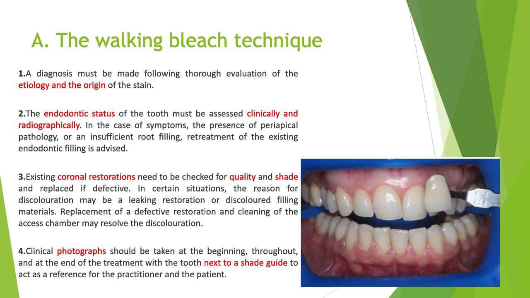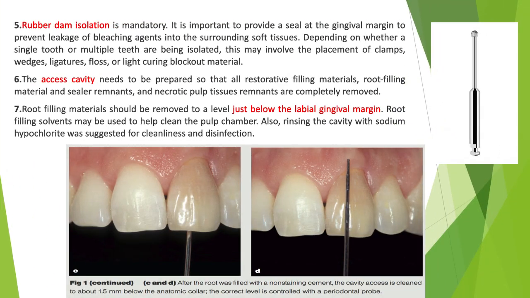Once the root canal treatment has been checked, then we can take photographs of the teeth to record the shade before the treatment, along with a shade guide. This procedure should be done under rubber dam isolation to prevent contamination of the pulp space and to prevent failure of the root canal treatment. Then we remove the excess root filling material in the pulp chamber. We should clean the pulp chamber completely from sealer and root filling material, and irrigate the pulp chamber.